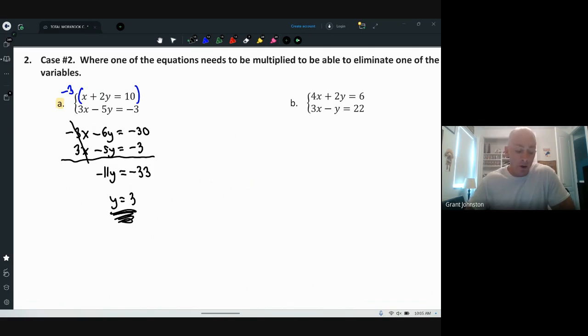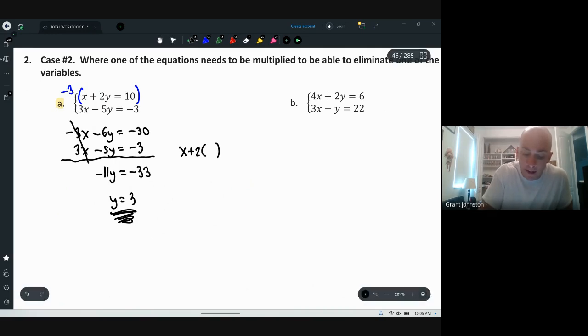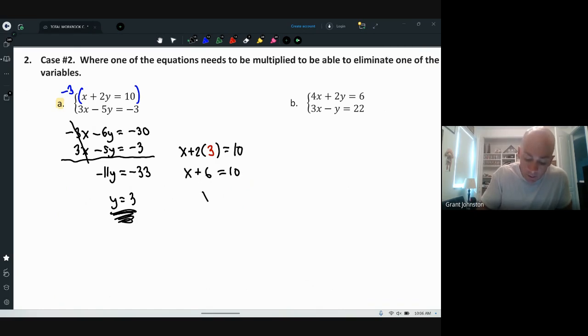So y is 3. Now I'm going to plug in 3 for y in either equation. I'm going to plug it into the original first equation. The original first equation was x plus 2y equals 10. So I'm going to have x plus 2 times 3. We know y now is 3. 2 times 3 is 6. Subtract 6 from both sides. x is 4. So (4, 3). Remember, we have to write it in the order of x, y.